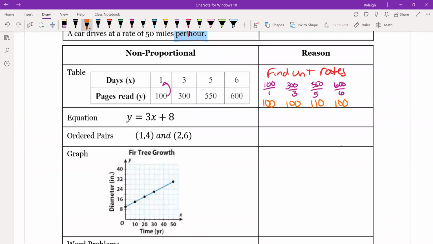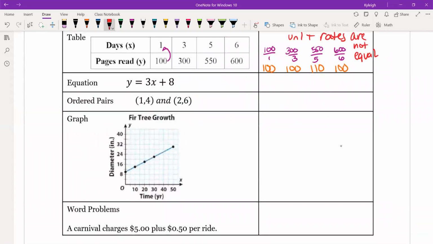Are those equal? No. So the unit rates are not equal. So that's why it's not proportional, because they all aren't the same. Is this equation in proper form, y equals kx? Hopefully you're thinking, no, it's got that extra +8. So that means it's not proper. So it's not proper form.